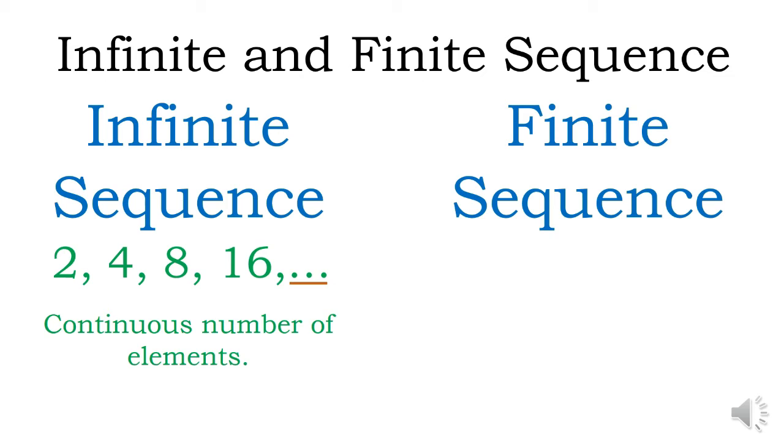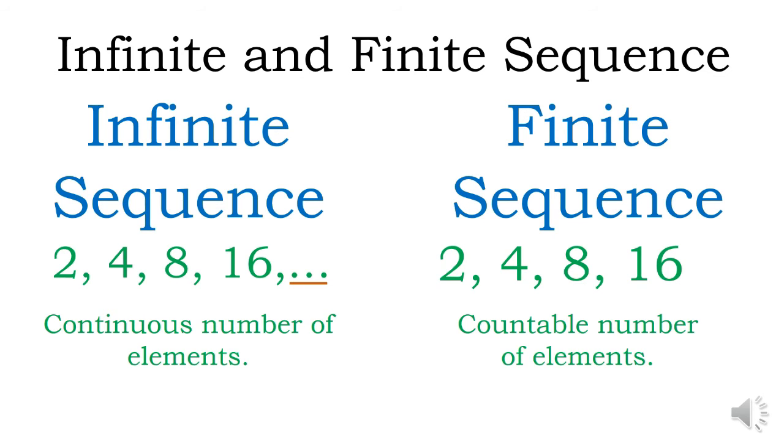On the other hand, we have the finite sequence. A finite sequence is a sequence with a countable number of elements. This means that its number of elements can be counted. For instance, we have 2, 4, 8, and 16. So there are 4 elements in this sequence.